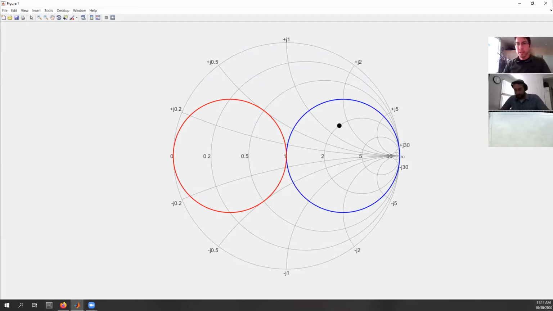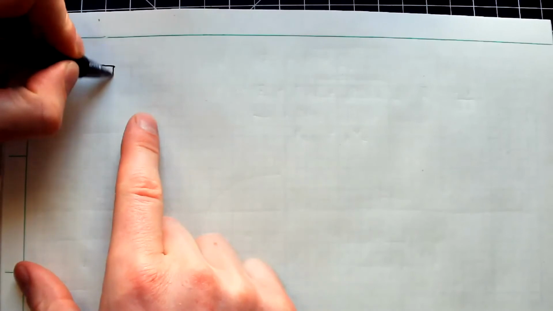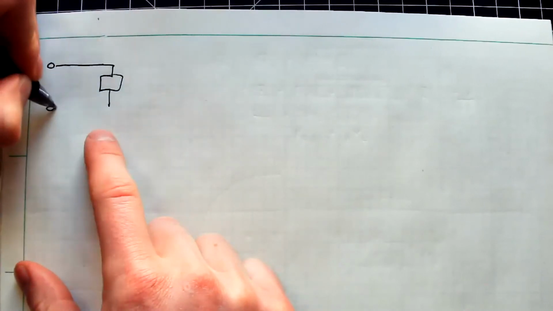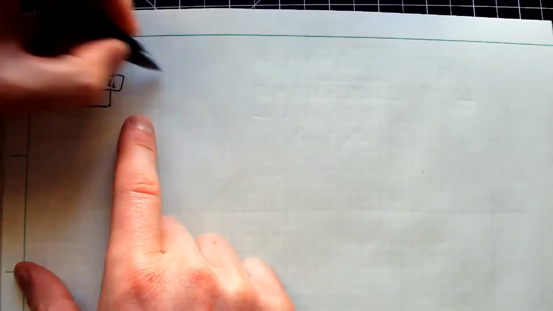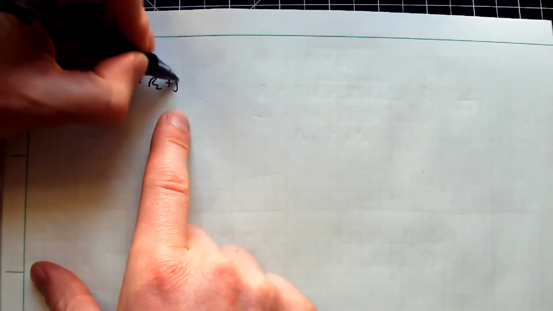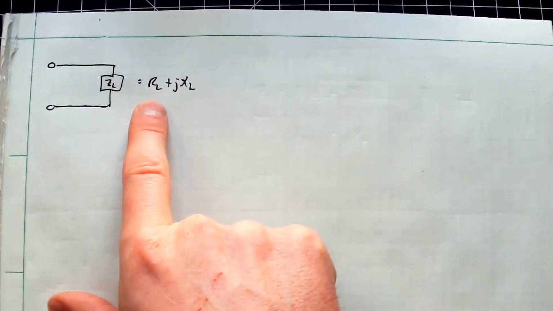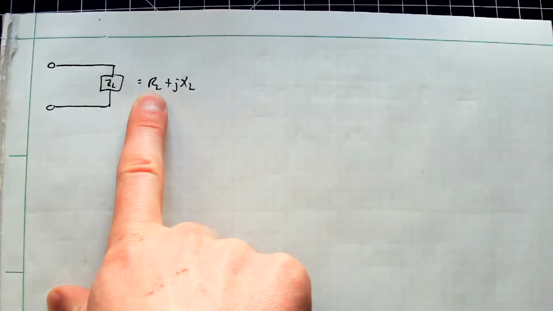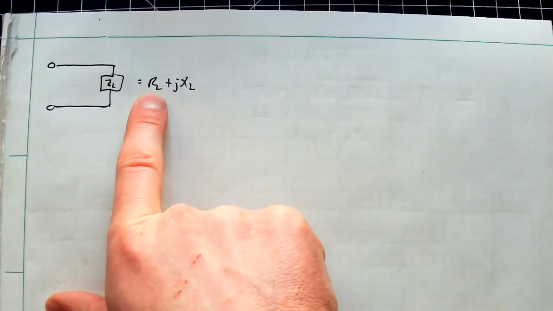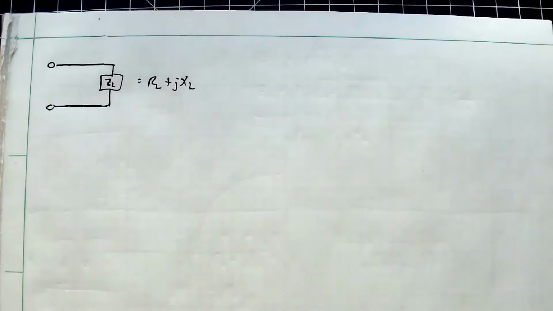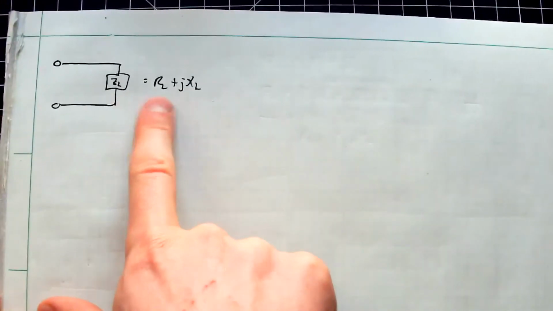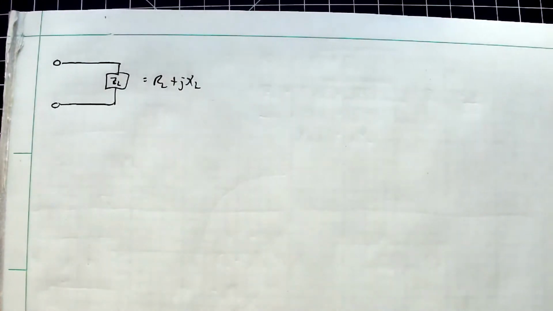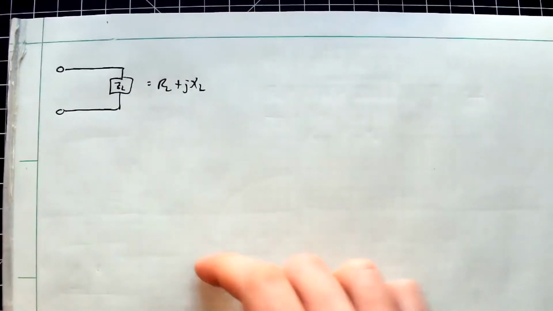Stop sharing. Let me not forget to share again when we go back. So now we're doing this situation again. Here's my ZL, which is RL plus JXL. For those first couple exercises, we were assuming the real part matched. Now we've removed that and we saw we were not on that circle. But I do know that if I do something here that causes the real part to be matched, I just have to add a series component somehow.